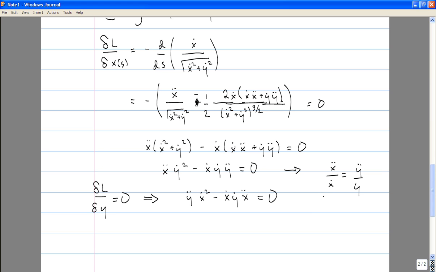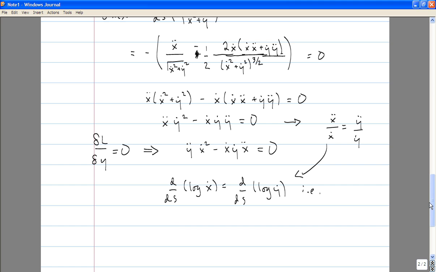Okay, so x double dot over x dot is y double dot over y dot. So this equation is the same as the statement that d by ds of log x dot is equal to d by ds of log y dot, or otherwise known as the statement that d by ds of log x dot over y dot is equal to 0, namely that x dot over y dot is equal to a constant.